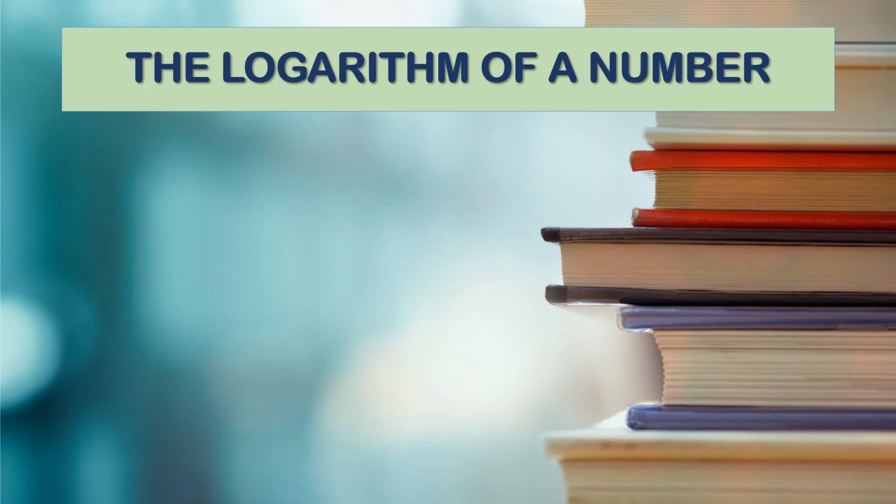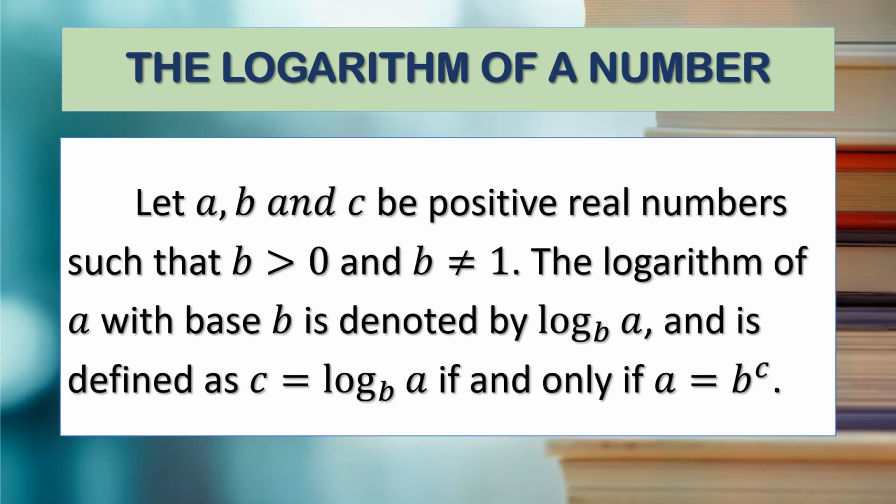The logarithm of a number. Let a, b, and c be positive real numbers such that b is greater than 0 and b is not equal to 1. The logarithm of a with base b is denoted by log of a with base b and is defined as c is equal to log of a with base b if and only if a is equal to b raised to c in exponential form.